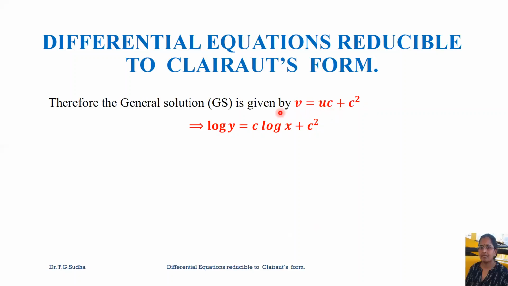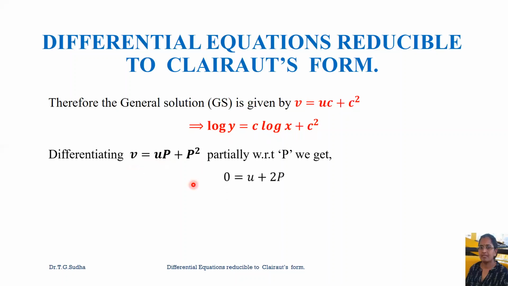But what is v? V is log y and u is log x. Therefore, log y is equal to c log x plus c square is the general solution. To get the singular solution, let us differentiate the equation which we have obtained in the previous steps, that is v is equal to uP plus P square partially with respect to capital P. So you get 0 equal to u plus 2P. From here solve for P. P is minus u by 2.